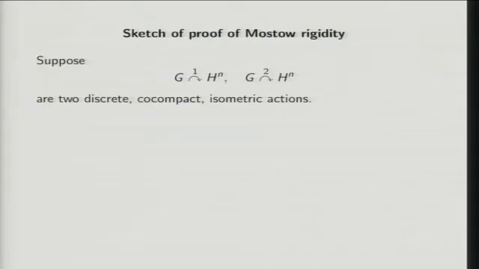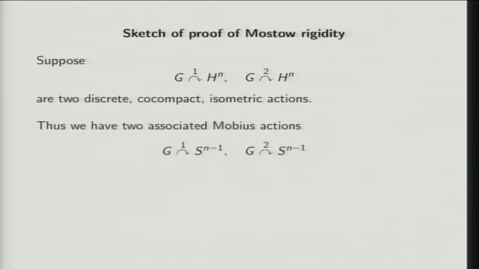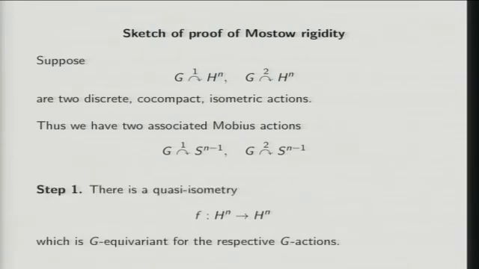Okay. So now let's just see how these ingredients come together in the proof of Mostow rigidity. So let's come back to this situation. We have two discrete co-compact isometric actions, right, by the same group. And the goal is to show that they're isometrically conjugate. So the first step is, let's just recall. So then you have the associated Möbius actions you get from replacing every isometry of hyperbolic space with the associated Möbius transformation of the sphere.